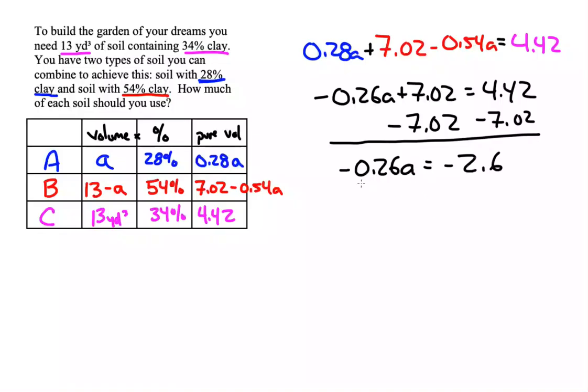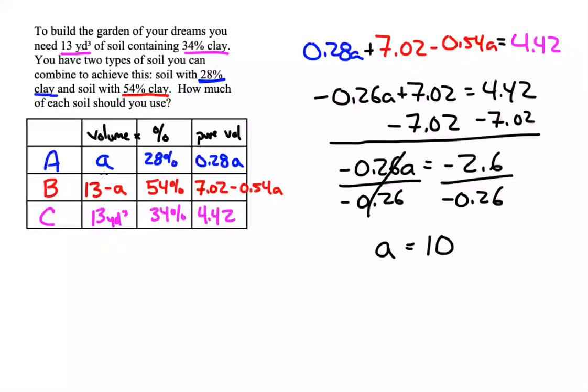So I have one more step to do. I have negative 0.26 times A. I don't want that. I want to get A alone. So the opposite of times negative 0.26 is to divide by negative 0.26. And if I do it to one side, I better do it to the other side. And that cancels. So on the left side I have A, and on the other side negative 2.6 divided by negative 0.26. A negative divided by a negative is a positive, and 2.6 divided by 0.26 would just be 10.